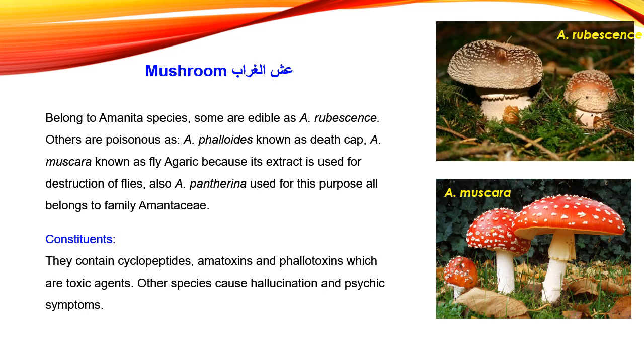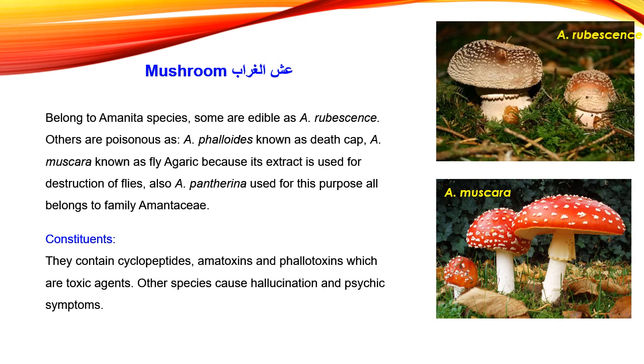Mushrooms. Several genera belong to family Amanitaceae and genus Amanita. Some mushrooms are edible, such as Amanita rubescens, while other mushrooms are very poisonous, such as Amanita phalloides, also known as death cap. Others are used as insecticide or insect repellent, such as Amanita pantherina.